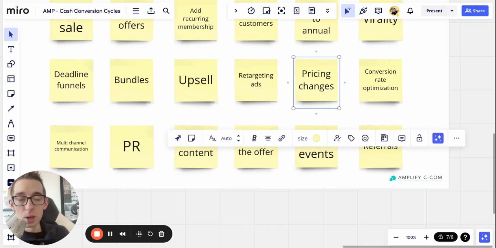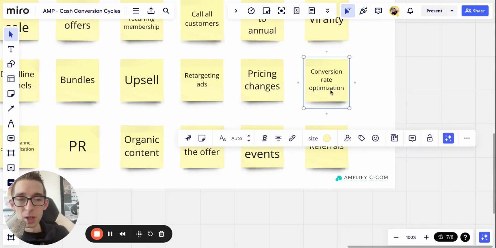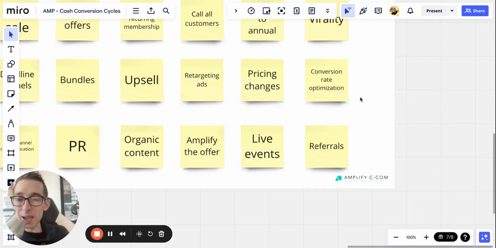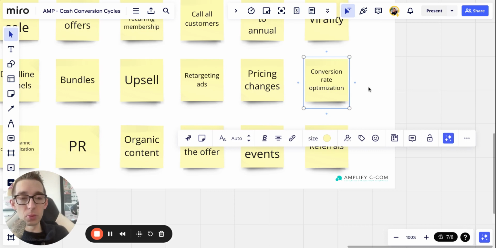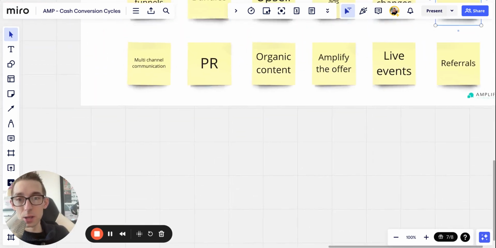Pricing changes. So sometimes by changing the price on the front end, you attract a better customer that ascends through faster. Sometimes by making the price lower, you will attract a bigger throughput and increase the conversion rates. You want to test those price changes. It depends on the audience. Conversion rate optimization. So that's A/B split testing, ABCDEF split testing, testing multiple different variables and then seeing which one performs the best.